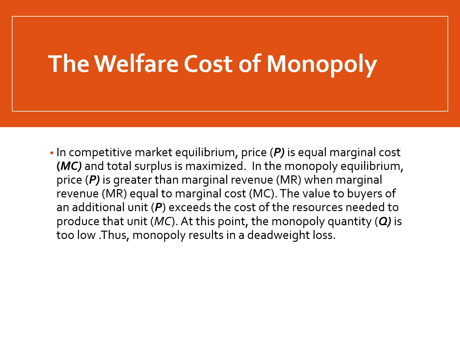This is about the concept of the welfare cost of the monopoly. Just go read this definition. In a competitive market, for perfect competition, the equilibrium price is equal to the marginal cost and total surplus is maximized. In the monopoly equilibrium, price P is greater than the marginal revenue, when the marginal revenue equals marginal cost. So the value to buyers of an additional unit exceeds the cost of the resources needed to produce that unit, the MC. At this point, the monopoly quantity is too low. Thus, the monopoly results in a deadweight loss.